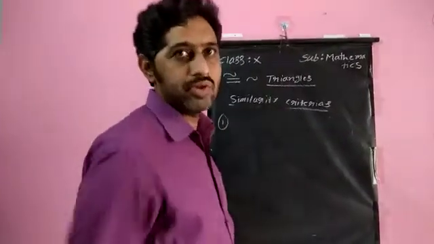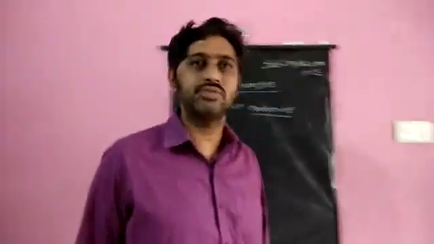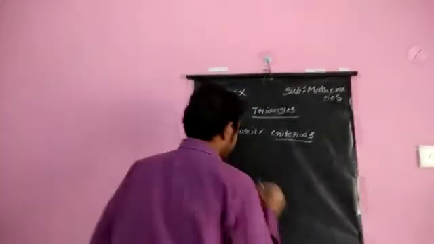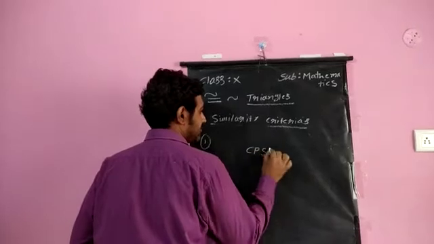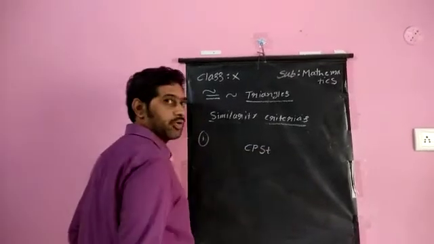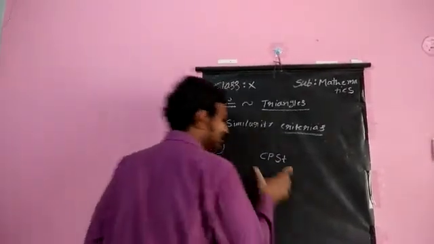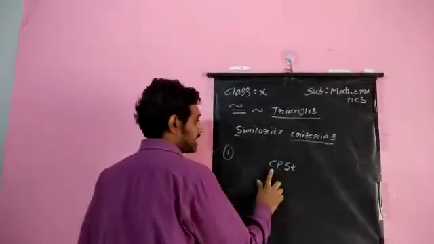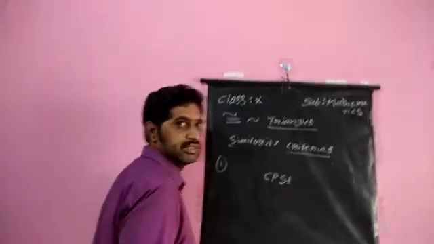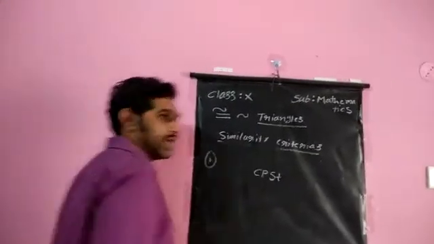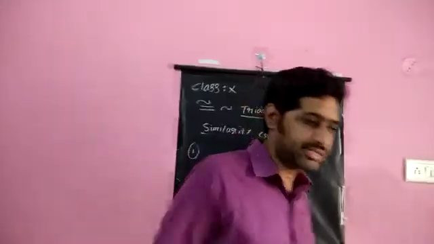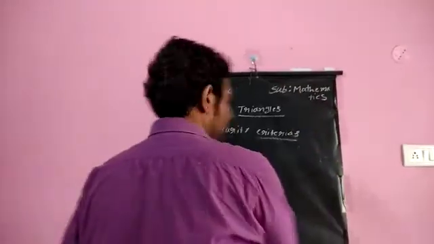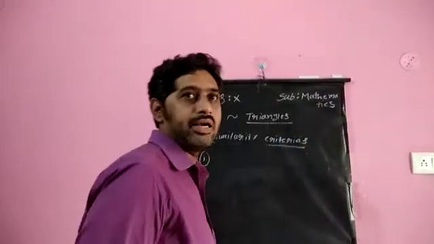The triangles are similar, we know, by CPST, corresponding parts of similar triangles. Whereas in CPCT, in congruency, it is corresponding parts of congruent triangles. Here in similarity, we'll use CPST, corresponding parts of similar triangles. In similar triangles, corresponding angles are equal and corresponding sides are proportional. So you need to remember, don't mix congruency and similarity.